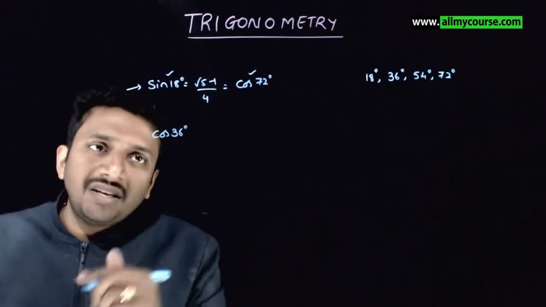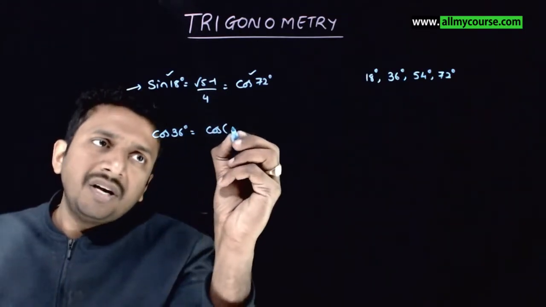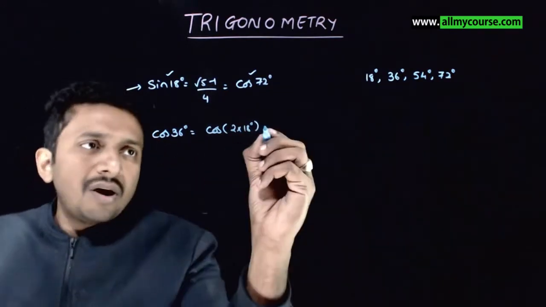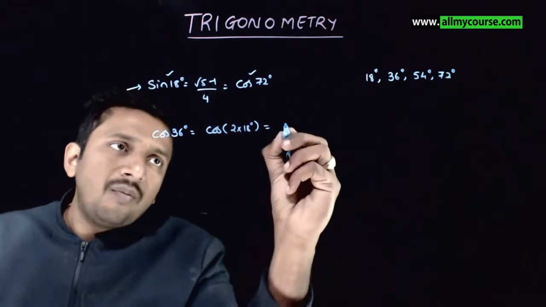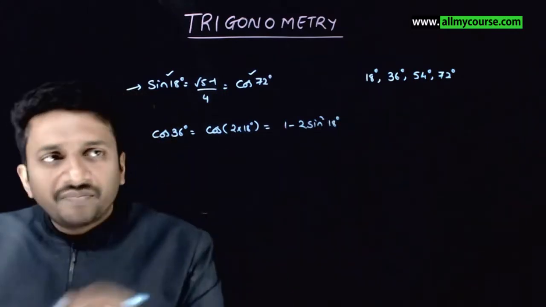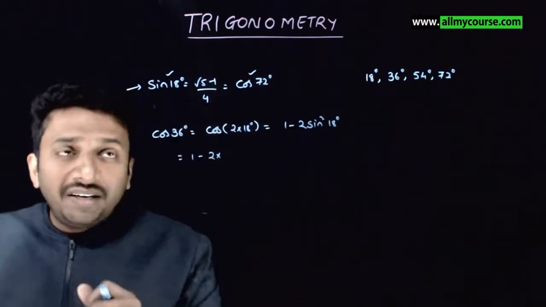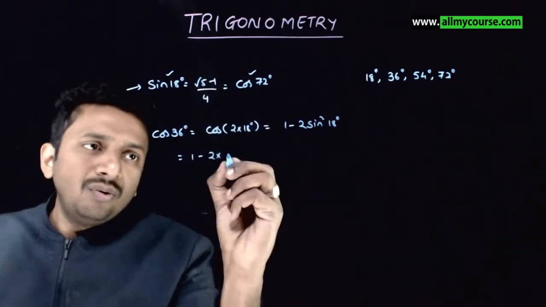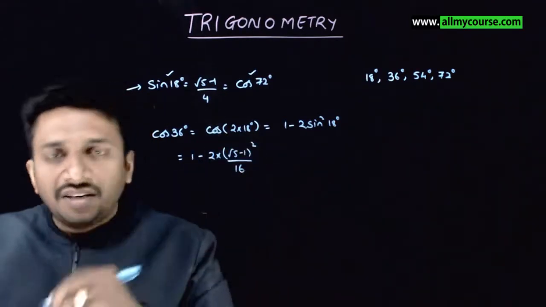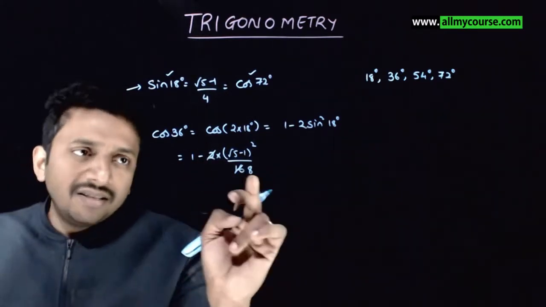If you go for 36 degrees, cos of 36 is nothing but cos of 2 times 18 degrees, right? 36 can be written as 2 times 18. So cos 2 theta is equal to 1 minus 2 sine square of 18 degrees. That is equal to 1 minus 2 into the square of sine 18. That is root 5 minus 1 whole square by 4 square, which is 16. If you cancel this, it becomes 8.